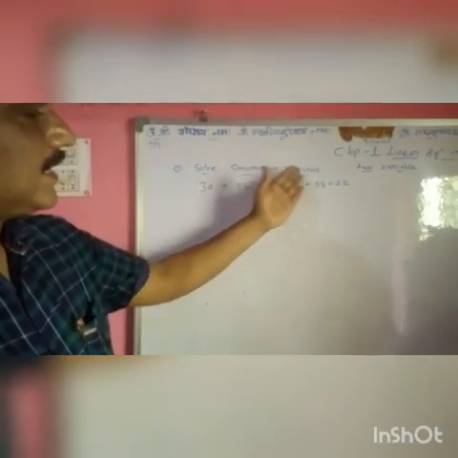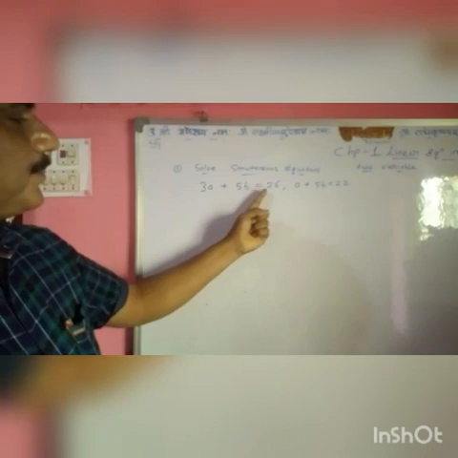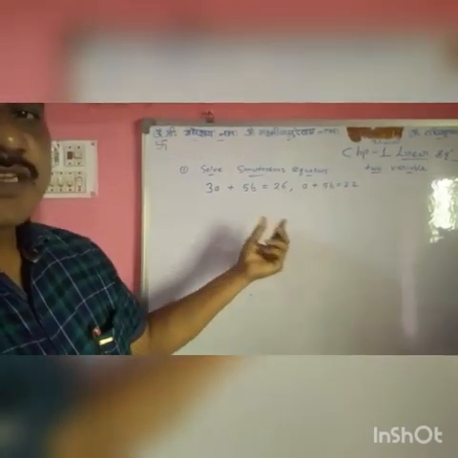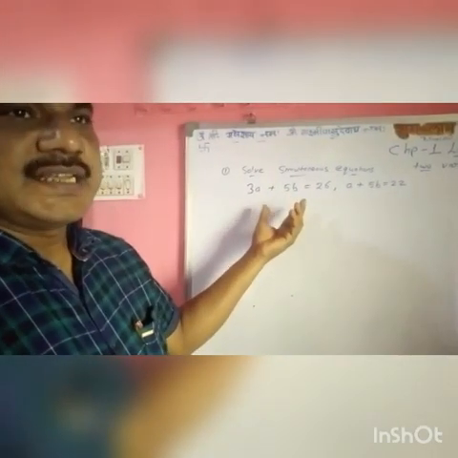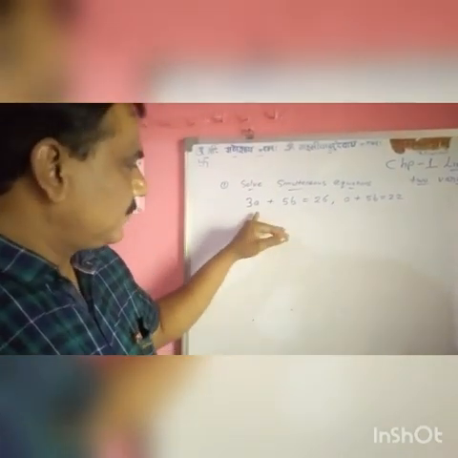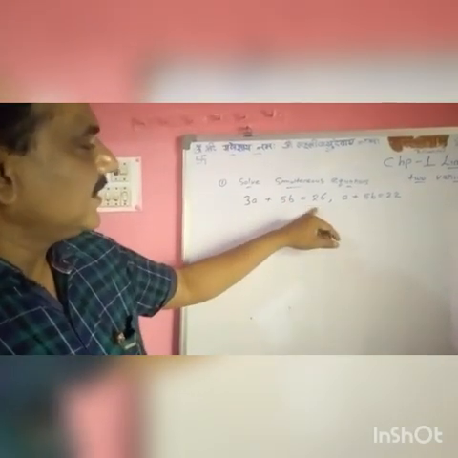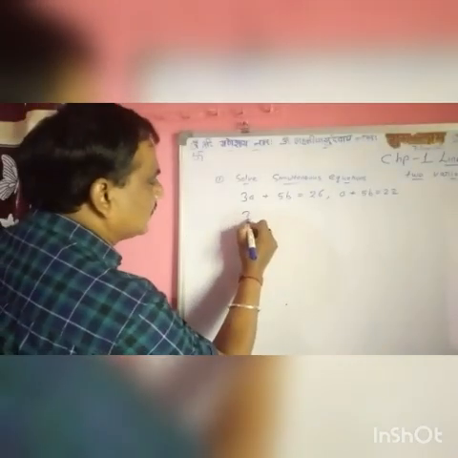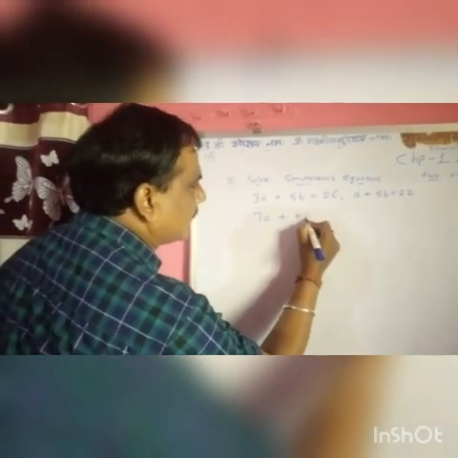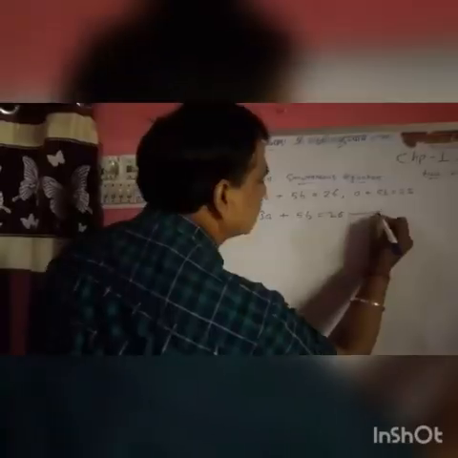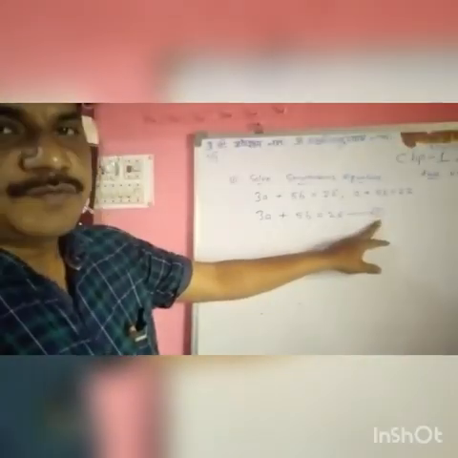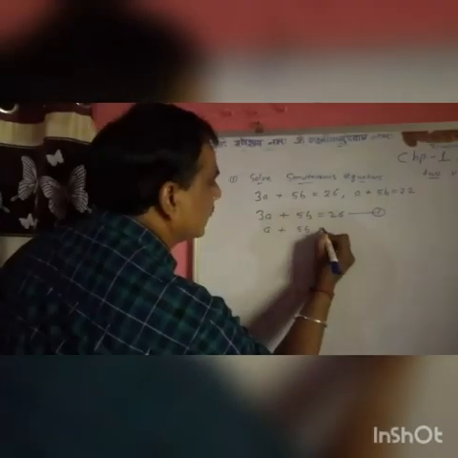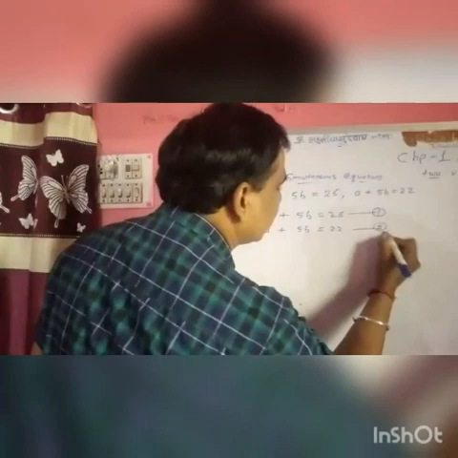Solve the simultaneous equations 3a plus 5b equal to 26, and a plus 5b equal to 22. First we have to see whether the given equations are in linear form. We will verify it. Yes, they are in linear form. Write 3a plus 5b equal to 26 and name it equation 1. Second, a plus 5b is equal to 22, that is equation 2.